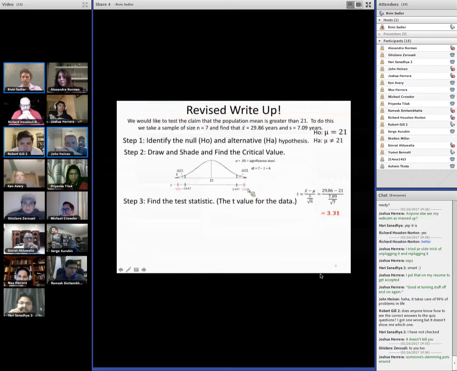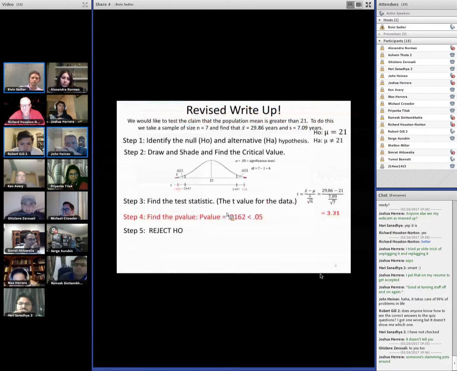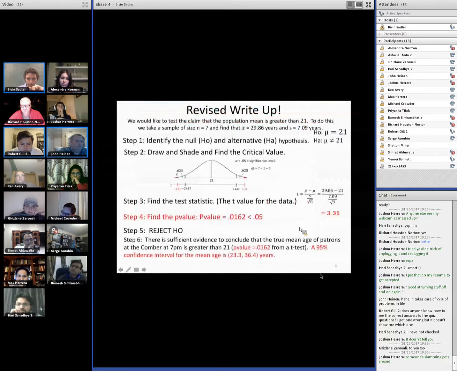So here we looked at some data, and the test statistic was 3.31. Look at that. We rejected, right? Boom. Small p-value. We're going to reject. So the question is, will 21 be in the confidence interval? Because I'm going to end up taking this 3.31, really the value here, and building a confidence interval around it.